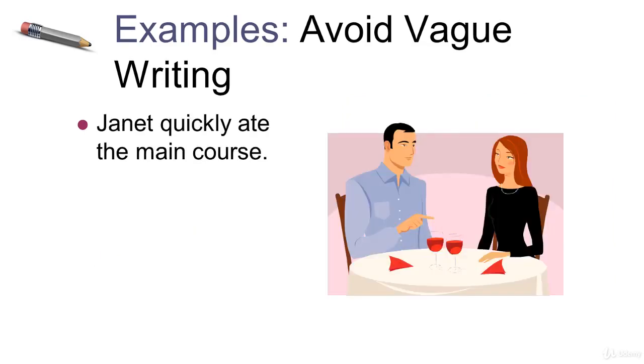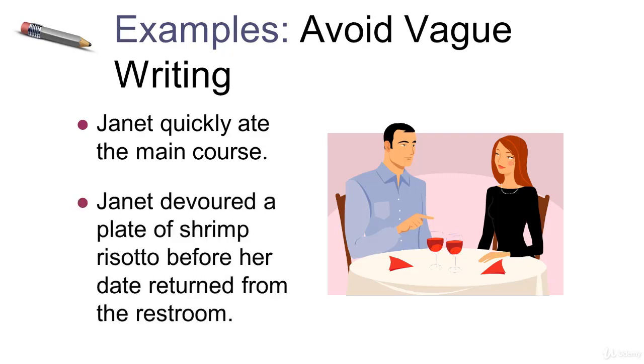Okay, another example. Janet quickly ate the main course. Janet devoured a plate of shrimp risotto before her date returned. It's gotta be some pretty fast eating, right? Okay, so you see the first sentence is very general, no detail, but in the second sentence we added more adjectives, more descriptors to create an image in the mind of the reader, didn't we? So whenever possible, you want to get as specific as possible.